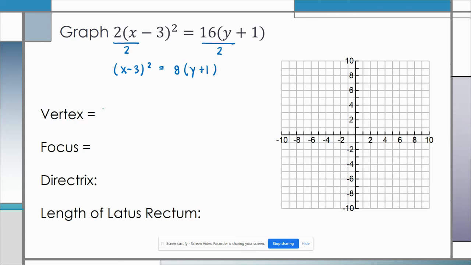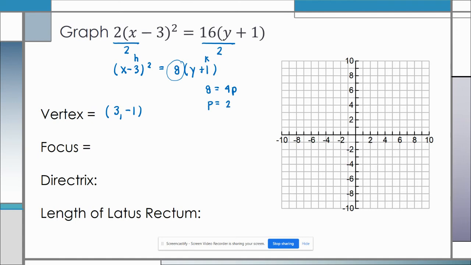So now I can identify my vertex. Remember, the h goes with the x, the k goes with the y. I changed the signs. So (3, -1) is going to be that vertex. I know to find my focus point, I have to look at the number that is in front of the non-squared term. So 8 equals 4p. Divide both sides by 4. I get p to be 2.